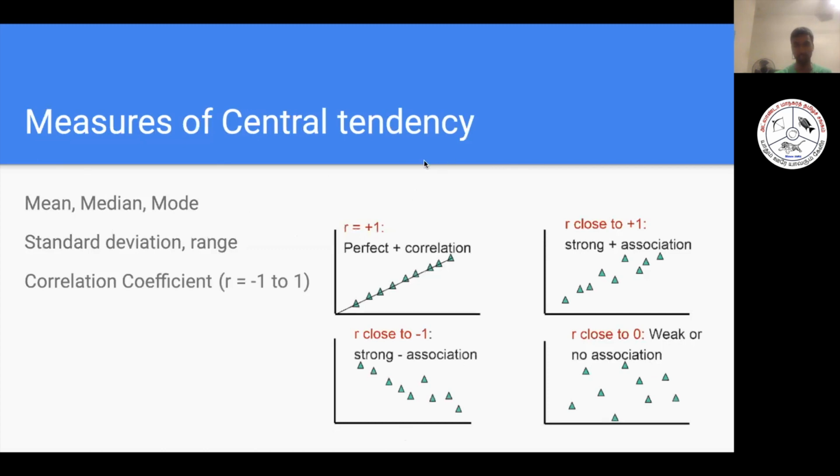Measures of central tendency. So mean, median, mode, you probably have already heard in your math classes. Mean is essentially the average value. Median is the middle value, and mode is the most occurring value. Standard deviation is how close everything is to the mean. Range is the biggest value subtracted by the smallest value. And correlation coefficient, this is kind of important.